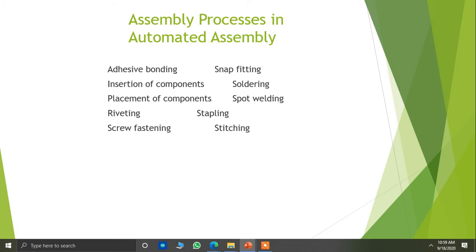The next one is soldering. This is done mostly on PCB components. Spot welding is a welding process. So all these things can be automated in an assembly line, using an automated process.